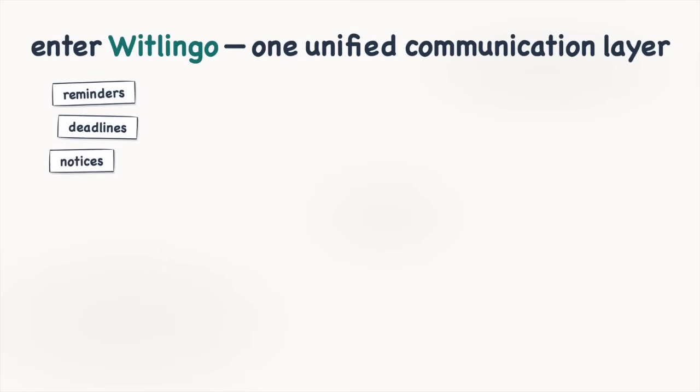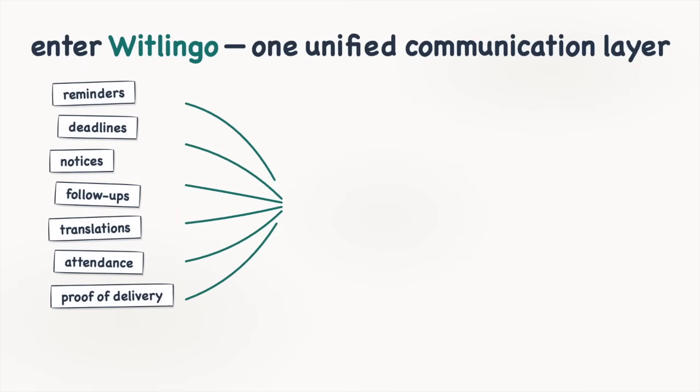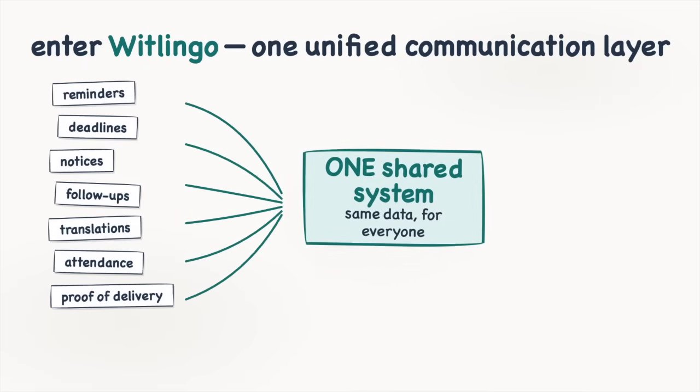So this is where Witlingo steps in as the hero here, replacing all that previous chaos with one single, unified resident communication layer. Imagine taking all your reminders, your deadlines, your notices, your follow-ups, your translations, your attendance tracking, and your proof of delivery, and putting the whole shebang into one centralized shared system.